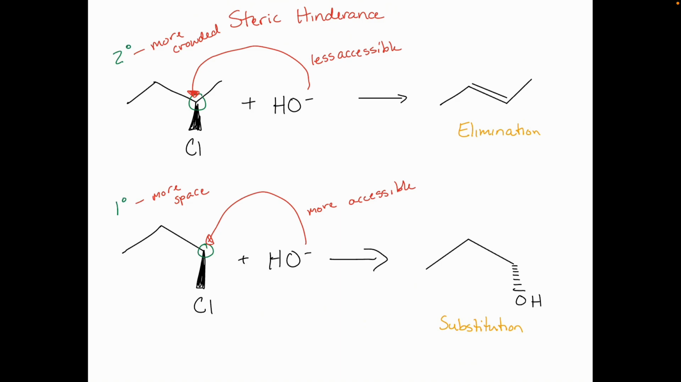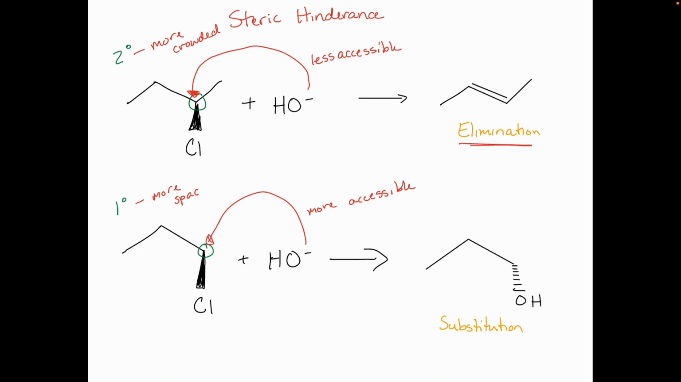So there's this competition between these two reactions, substitution and elimination. A secondary carbon, or of course a tertiary carbon, is going to be even worse, even more crowded. But primary carbons are nice and accessible. Those will prefer substitution reactions. But secondary and tertiary carbons are just too crowded. They're going to prefer elimination reactions.